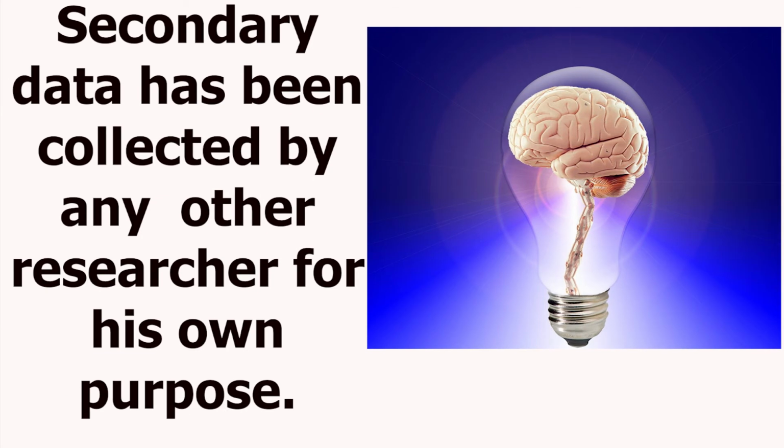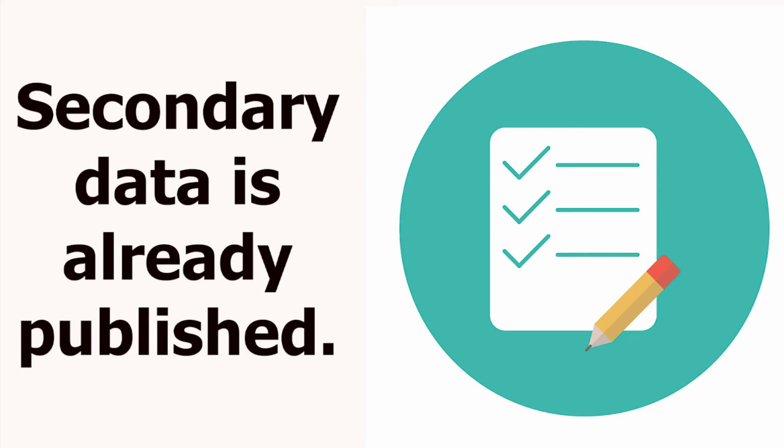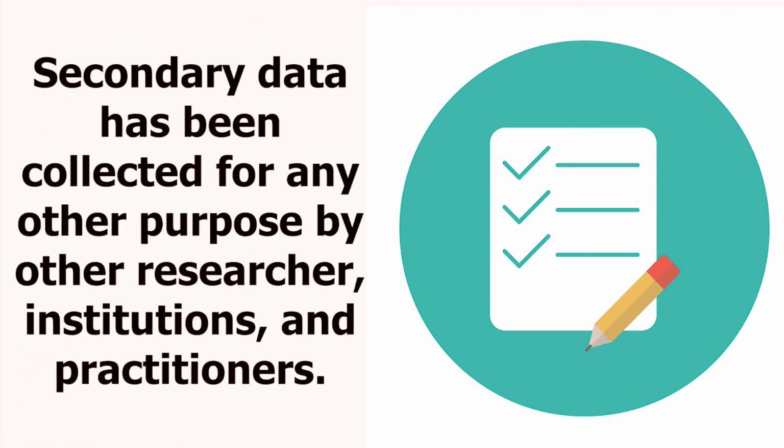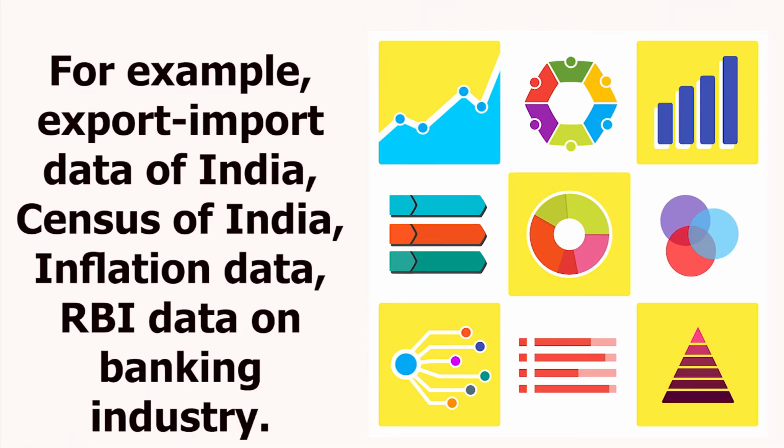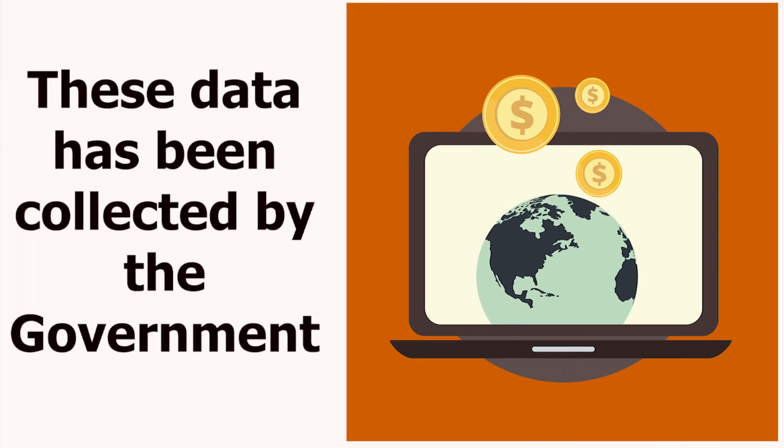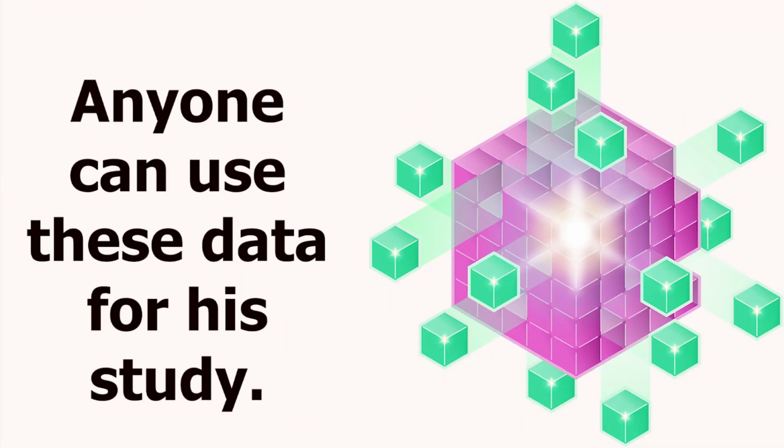Secondary data is another type of data for a research. Secondary data has been collected by another researcher for his own purpose. Secondary data is already published. It has been collected for another purpose by other researchers, institutions and practitioners. For example, export-import data of India, Census of India, inflation data, RBI data on the banking industry. These data have been collected by the government for its own purpose. Anyone can use these data for his study.